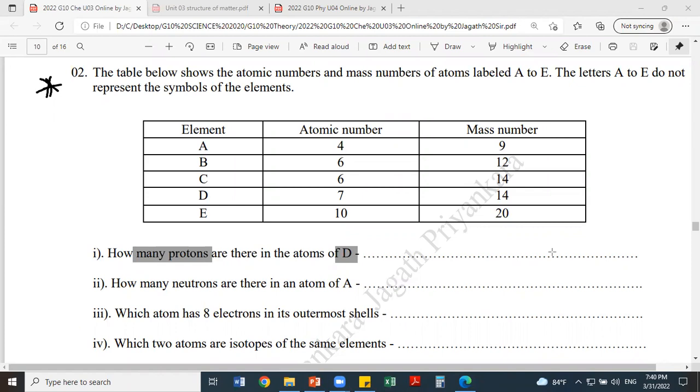Yes, Chanul? Sohana? 7 protons. Yes, there are 7 protons. Very good. Correct. Yes, one letter answer.